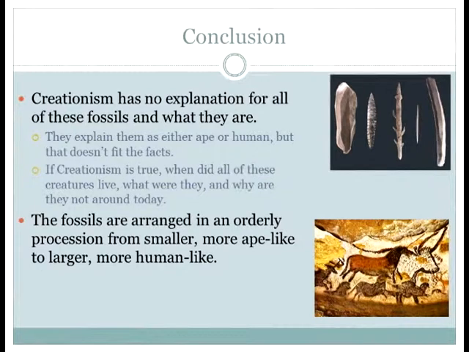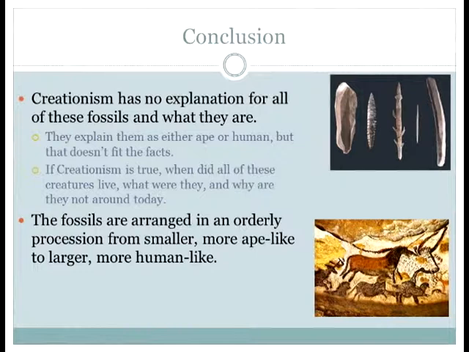We have a progression of much smaller skulls to larger skulls. If creationism is true, when did all of these creatures live? According to creationism, they must have all lived together, but we don't see any evidence of that in the fossil record. We see them very segregated in the fossil record, and fossils are never together in the same layers.